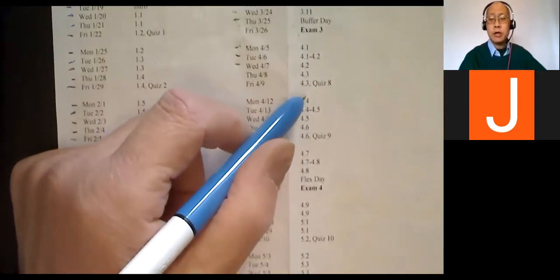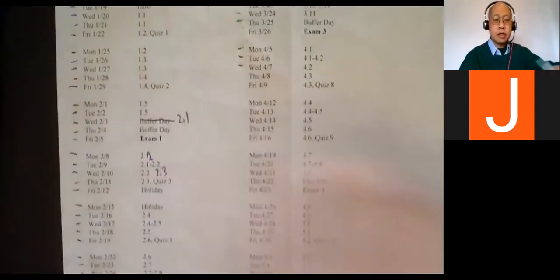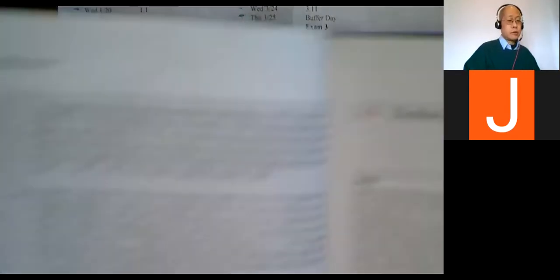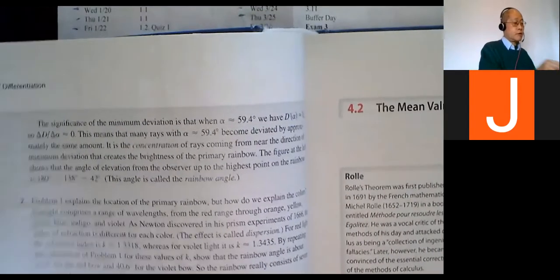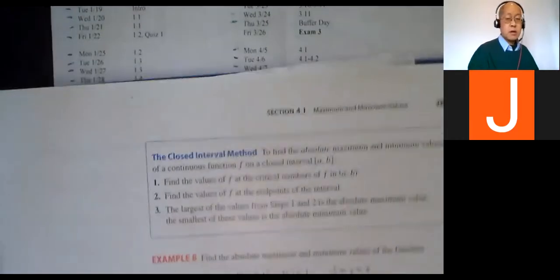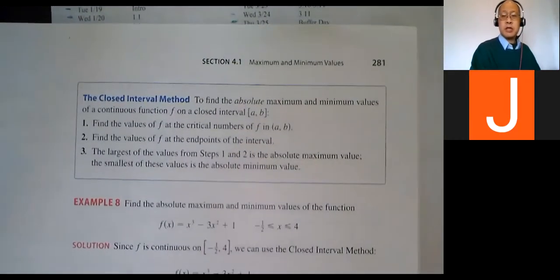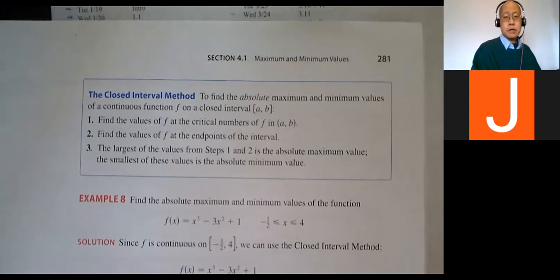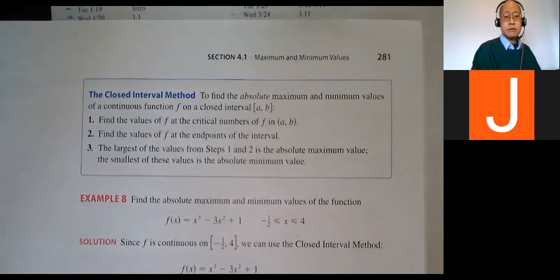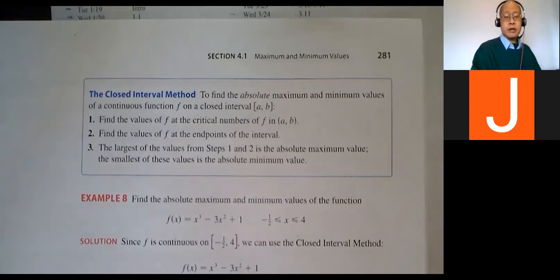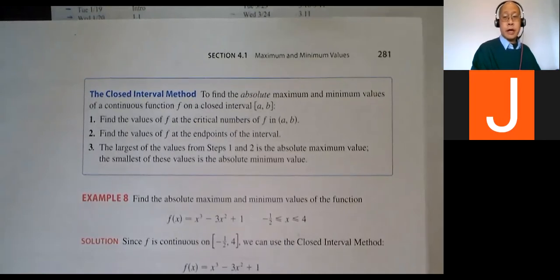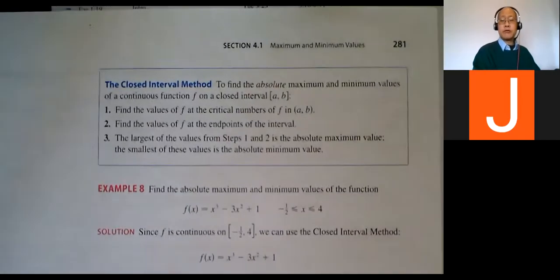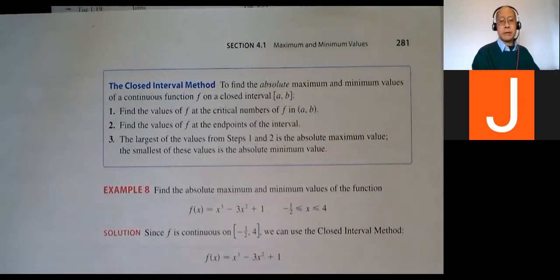Okay, quiz on Friday. I'm going to go ahead and say the quiz is going to be on finding the maximum and minimum on a closed interval. So I can get more specific with that. The quiz on Friday will be stuff like page 281, that box, the closed interval method. I'll ask you a question on that on Friday's quiz. Find the function value at the critical numbers and at the endpoints. And then step 3, the largest of those y coordinates is the absolute max, the smallest is the absolute min.